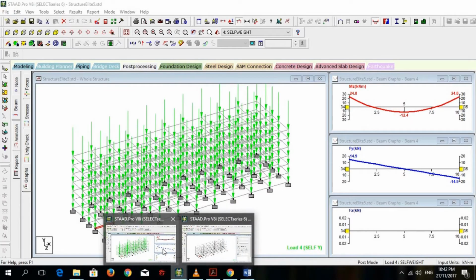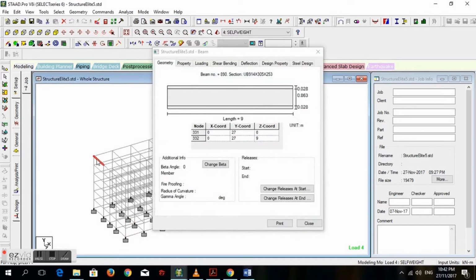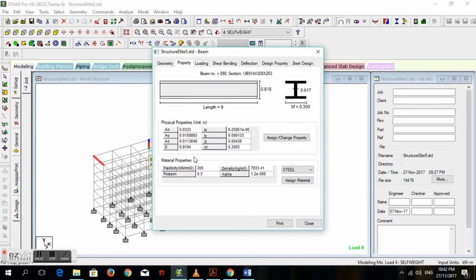I will start with Staad Pro. We'll go for the modeling first. Now we need to find the properties of the beam and the column. For the beam, this is our property. The geometry is British standard UB914 times 305 times 253. This is the dimension that we chose for this beam. Why? You will know the reason why. The elastic modulus is 205. The density is 7833. This is quite dense, which is actually quite good. So now this is the beam.